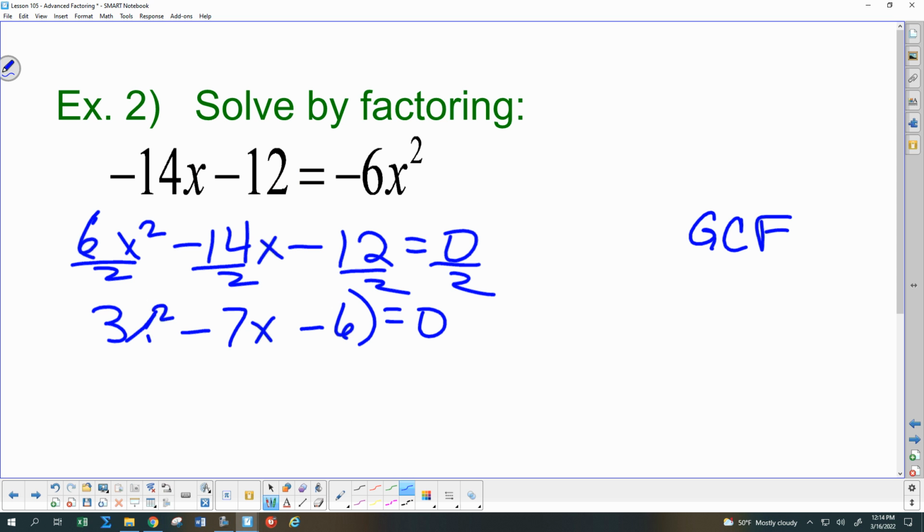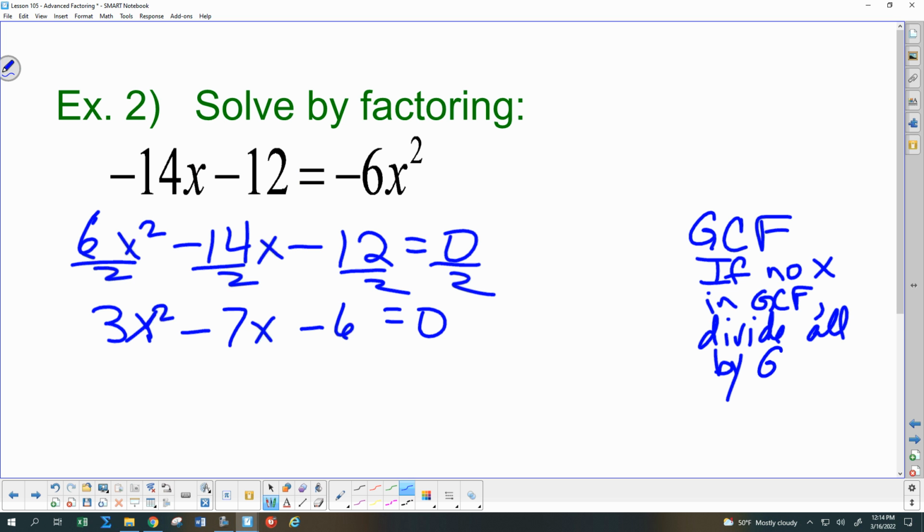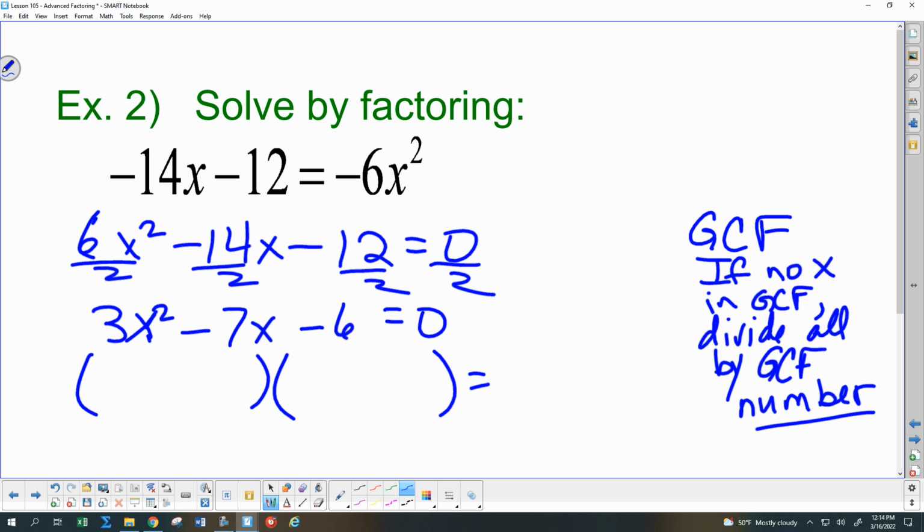so that we would have the 3x squared minus 7x minus 6 equals 0. So if no x in GCF, divide all by the number that is the GCF. If it is a number only, you can't divide by variables. Now, let's do this one, guess and check. Do another one after that with the AC method again.